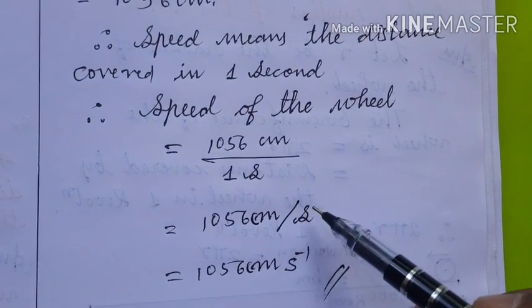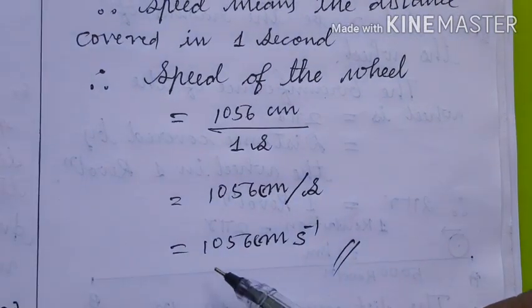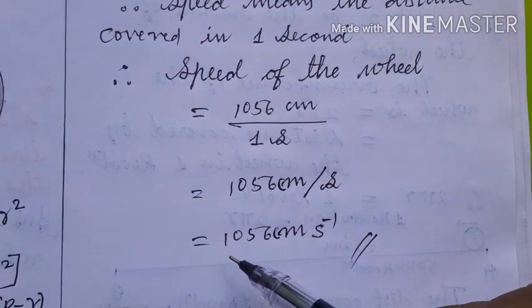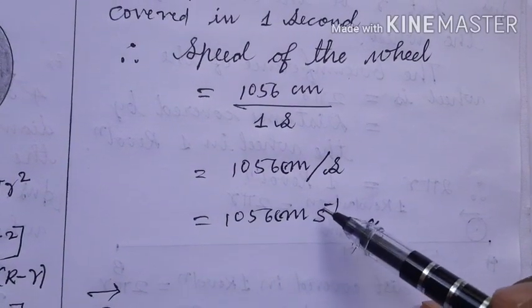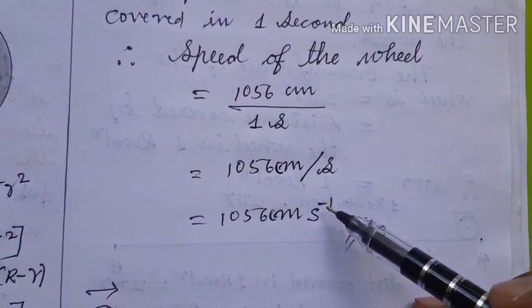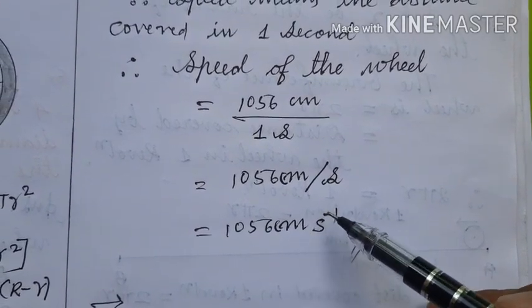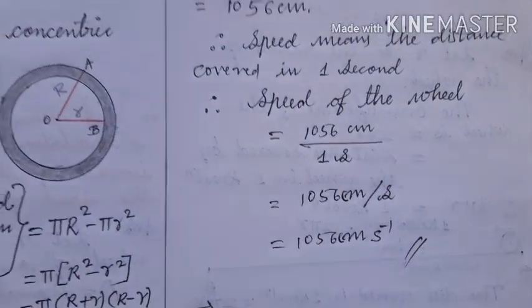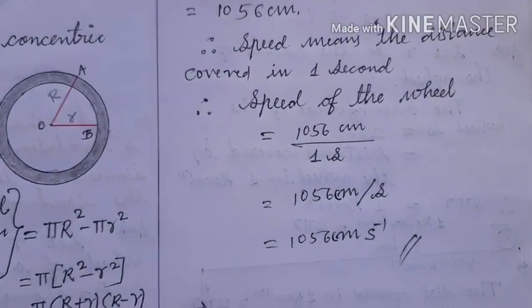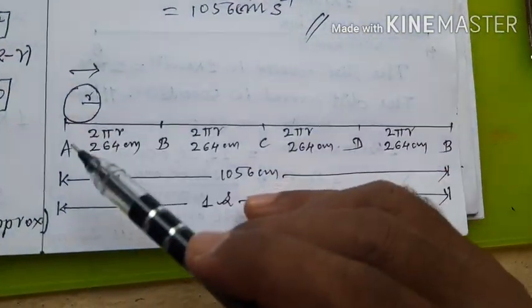If this s is brought up, it becomes s raised to minus 1. So the speed can also be written as 1056 centimeter per second. Here minus implies per. So 1056 centimeter per second. Is it clear? This is how we found the speed. Let us see its diagrammatic representation.